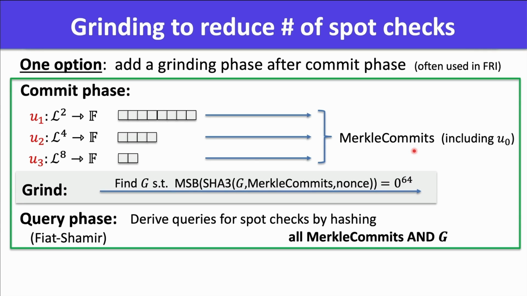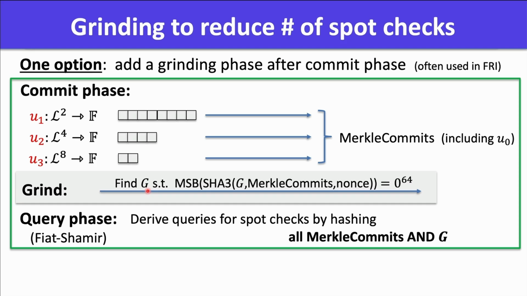So every time the prover tries a certain set of Merkle commits, it has to grind to find g, and then it proceeds on to the query phase to actually generate a proof. An honest prover will just have to grind once to produce this g, and this is going to make proof generation take a little bit longer.